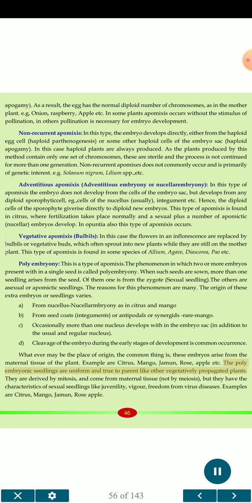The polyembryonic seedlings are uniform and true to parent, like other vegetatively propagated plants. They are derived by mitosis and come from maternal tissue, not by meiosis, but they have the characteristics of sexual seedlings like juvenility, vigor, freedom from virus diseases. Examples are citrus, mango, jamun, rose, apple.